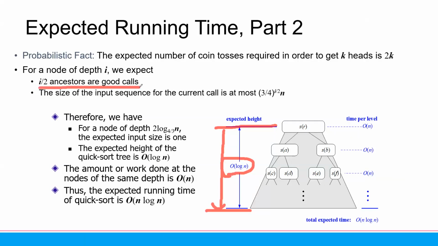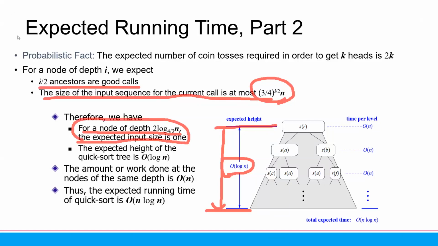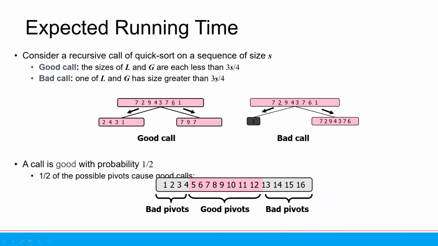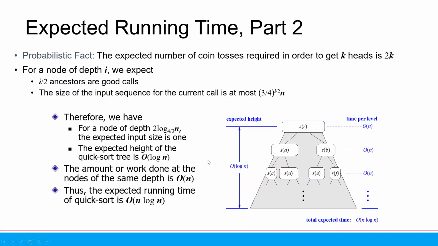I divided by 2 ancestors are good calls, and the size of the input sequence for the current call is at most (3/4) to the power of i divided by 2, times n. So if we have a node of depth 2 log base 4/3 of n, the expected input size is 1. This is from the idea of 3 over 4.